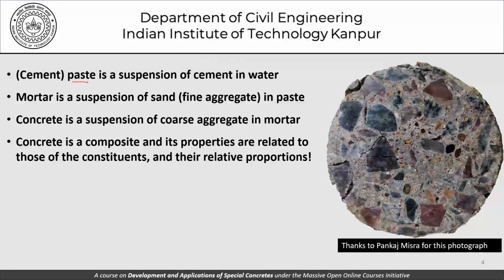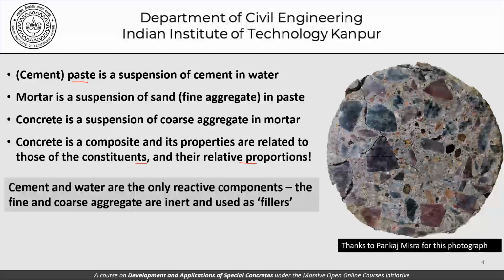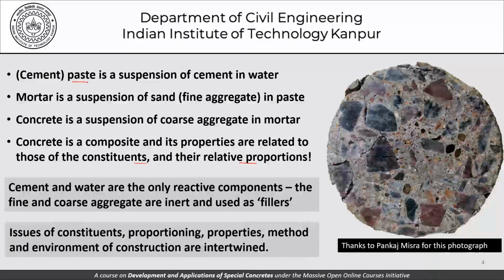So with this understanding, we moved forward and said that concrete is a composite and its properties are related to those of its constituents and the relative proportions primarily. There are other things that govern the properties, but these are the primary constituents. Cement and water are the only reactive components. The fine and coarse aggregates are inert and used as fillers. Issues of constituents, proportioning, properties, method and environment of construction are all intertwined. We've discussed this aspect at length.